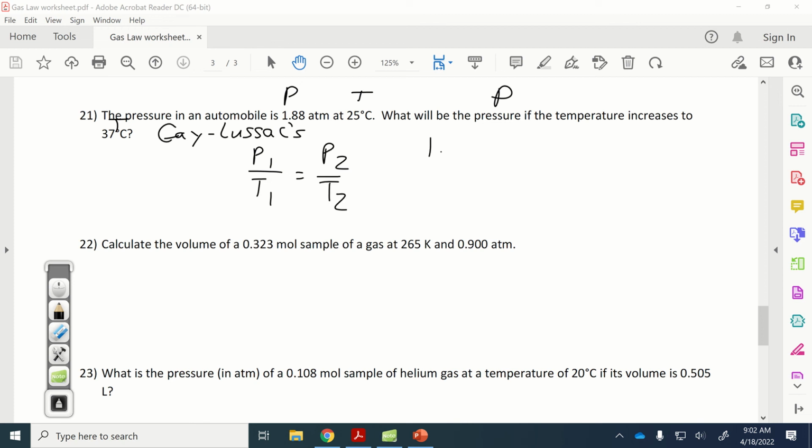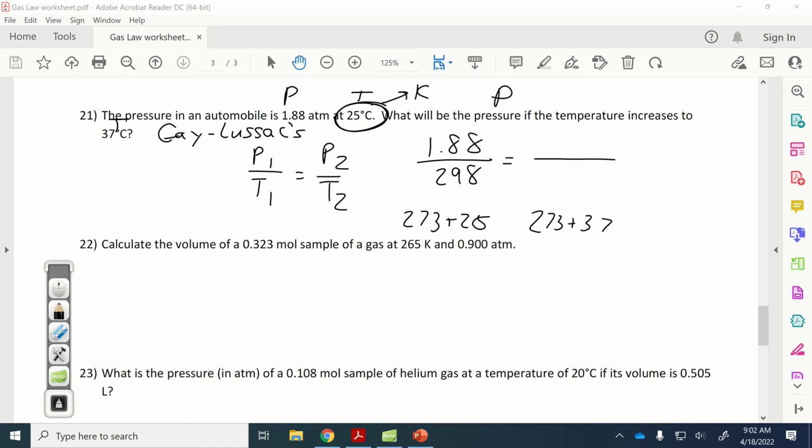So it would be 1.88, but I need to change Celsius to Kelvin. So 273 plus 25 is 298. That will make a difference in my final answer if you forget to do that. So 1.88 over 298. All right. And then over here we would have 273 plus 37 is 310 over P2.